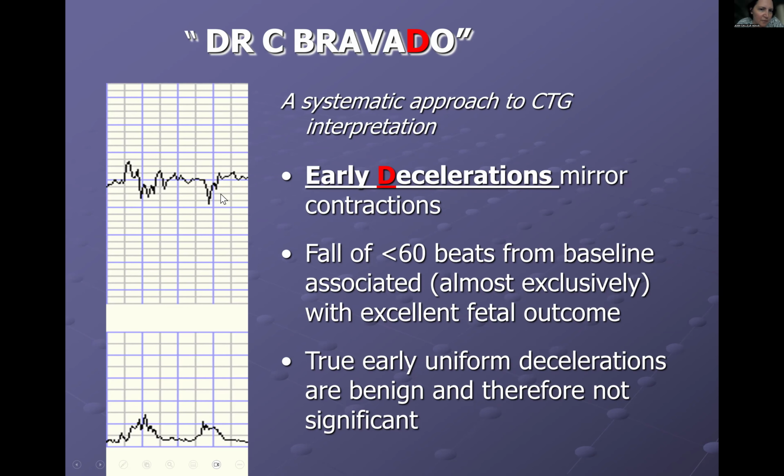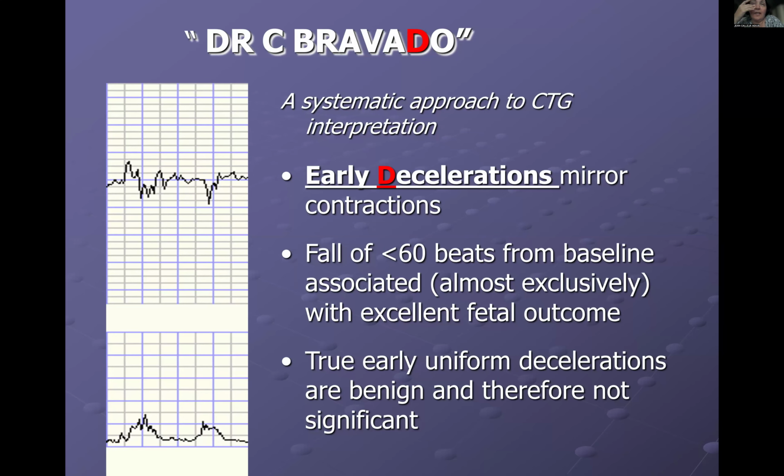Okay, so those are early decelerations. They mirror the contractions. They might not be present with every contraction, and the fall normally is less than 60 beats per minute from baseline. So if the baseline is over here, this line here, there is a dip, but it's less than 60 beats per minute. And basically these are usually considered benign. So that's why it's important to recognize that they are early, not other types of decelerations.